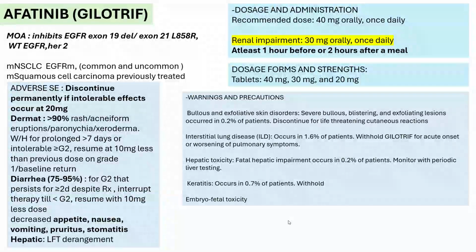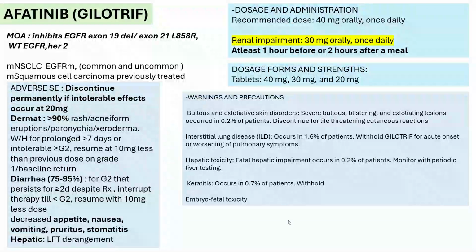The patient is usually started on 40 mg orally. If the patient has a renal impairment, we reduce the dose to 30 mg. Again, this is to be taken 1 hour before or 2 hours after a meal. So erlotinib and afatinib have a relation with food, but gefitinib you can give with or without food. It comes in strengths of 20, 30, and 40.